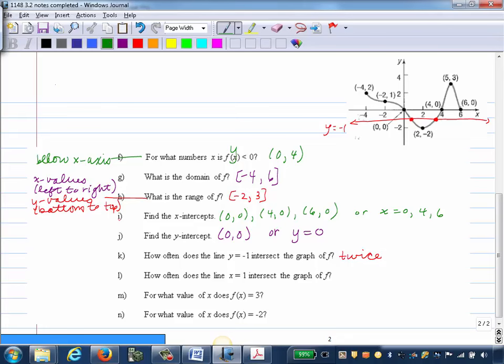Part L, how often does the line x equals 1 intersect the graph of f? So now we're reviewing, what does an x equals 1 graph look like? Well, remember when it's just an x value in the equation with no y, that's a vertical line. So we're going to go and draw a vertical line where that x is 1. So I'll just approximate it here. So this is our x equals 1. And we could see we'd hit our graph once.